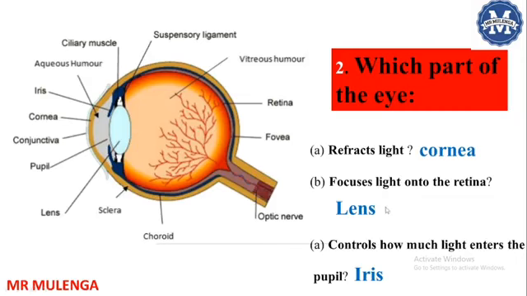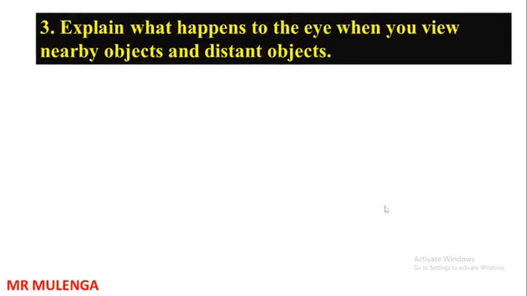We can now move on to our third question, which is our question 3. So here comes our question 3, and this is our last question. So our question 3 reads, explain what happens to the eye when you view nearby objects and distant what? Objects. So here we need to explain what will happen to the eye when we view nearby objects and distant objects. So nearby objects are objects that are close to the eye, and distant objects are objects that are far away from the eye.